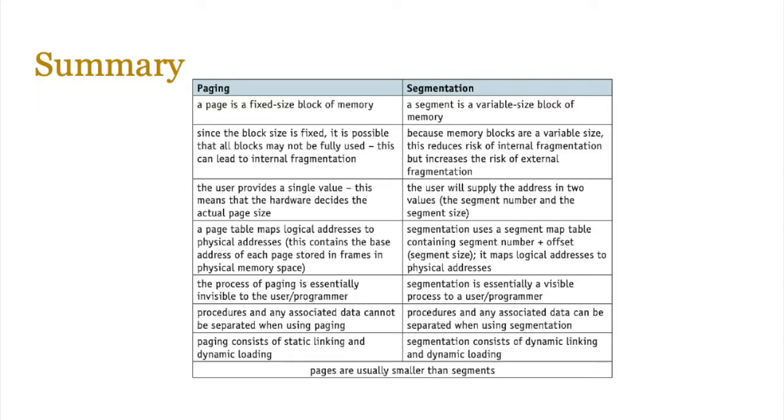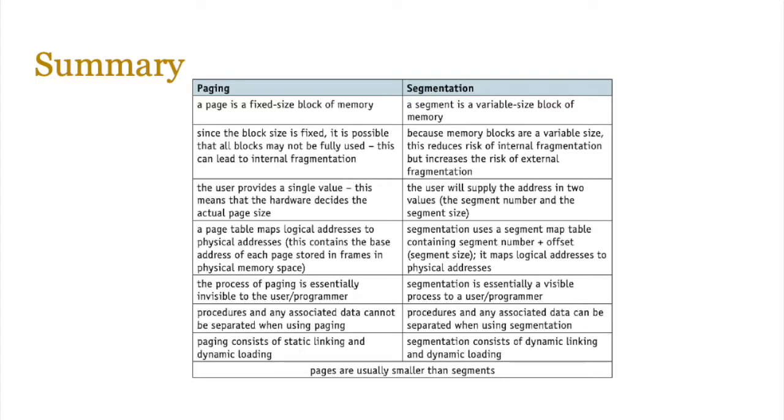Now the page table will map logical addresses to physical addresses, which is exactly the same way in segmentation. It uses a segmentation map table, which maps logical addresses to physical addresses. The process of paging is essentially invisible to the user because they are not involved in deciding the page size. It just works behind the scenes. Whereas in segmentation, it's actually a visible process because the user needs to define the offset value.